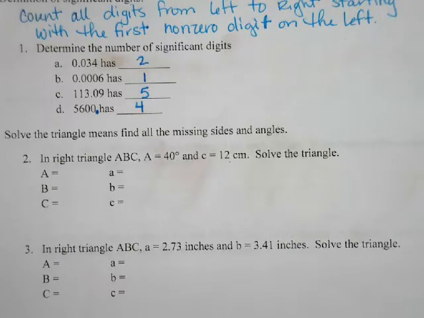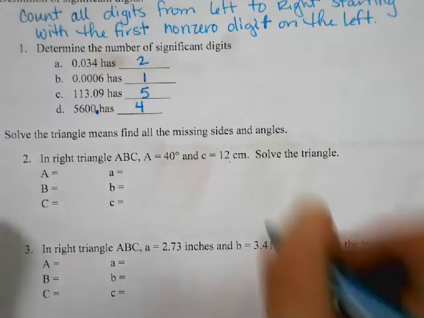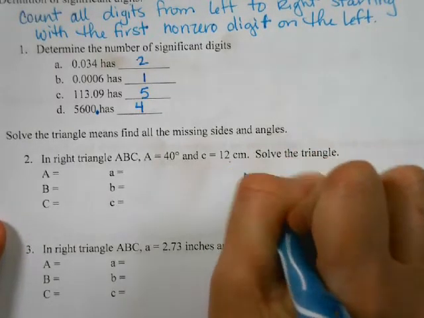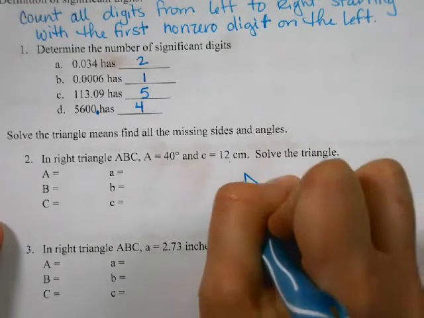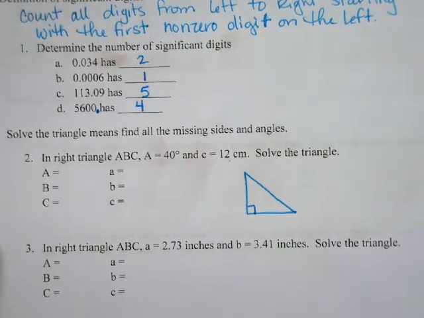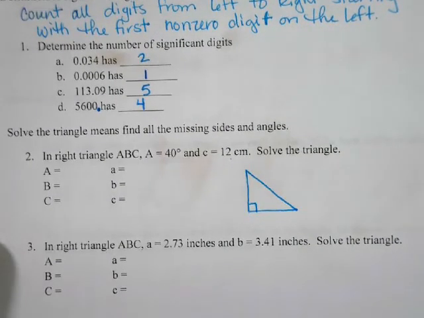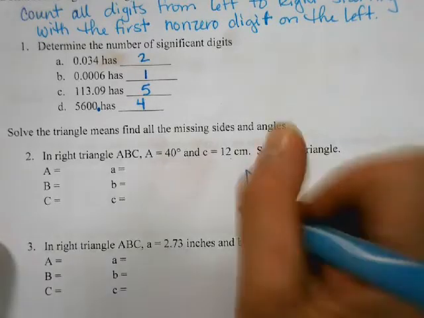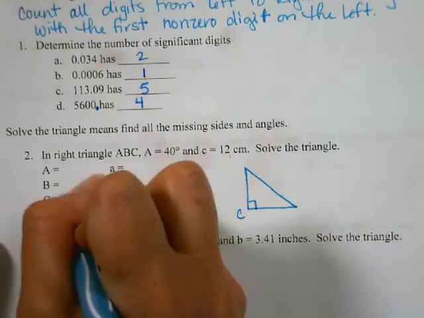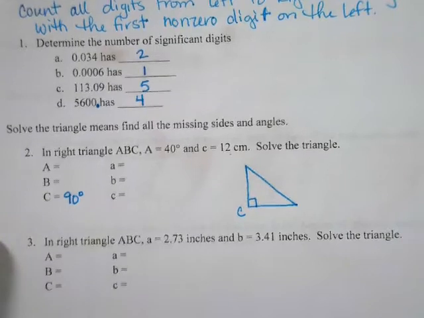All right, so first of all, it says in right triangle ABC, A is 40 and C is 12. Solve the triangle. Holy cats, there's a lot missing, right? What should we do first? Okay, let's draw a triangle. We got a right triangle. Does it matter where I put A, B, and C? C is the right angle. That means that we know this one is 90 degrees. That helps us a little bit.